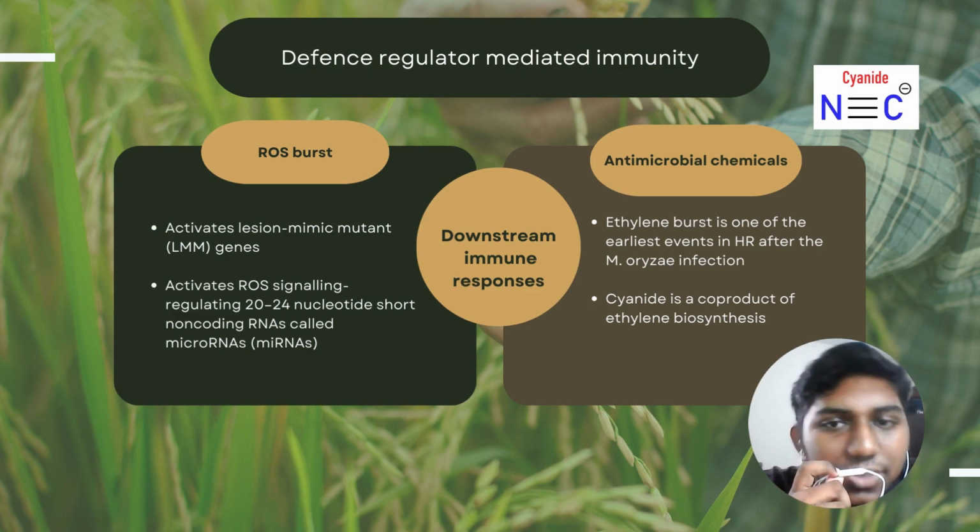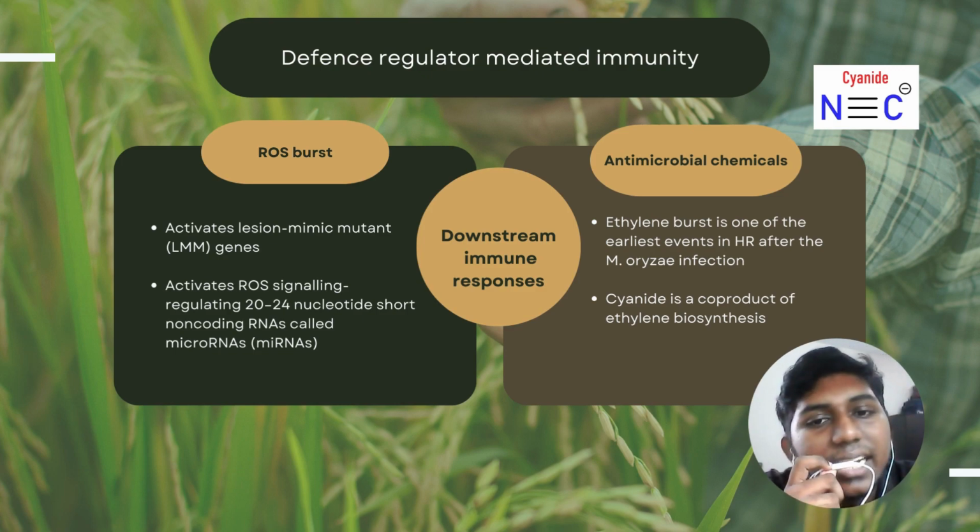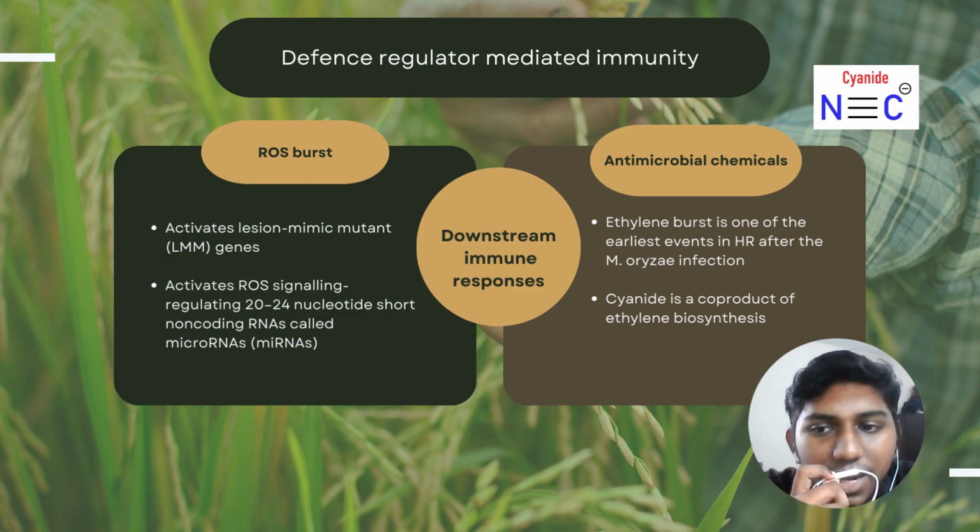The first one is the reactive oxygen burst caused by the lesion mimic mutant genes and also the microRNAs. So hydrogen peroxide may trigger programmed plant cell death during the hypersensitive responses that may restrict the spread of infection. And the second one is the antimicrobial products. So during the ethylene burst, there will be cyanide production. So cyanide will inhibit the cyanide-sensitive respiration in fungi.